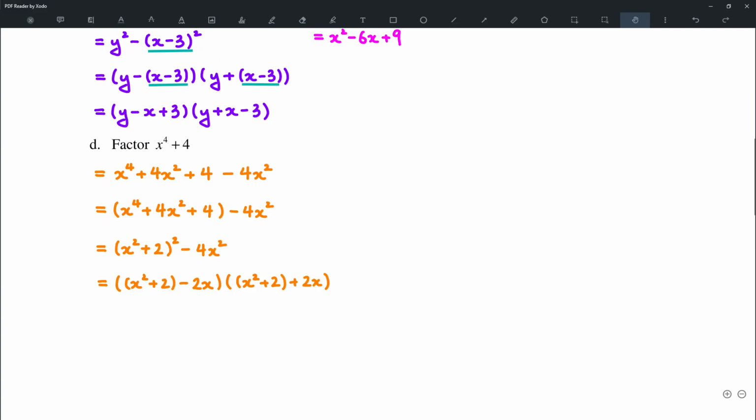So from here we're going to rearrange the terms and get rid of any of the parentheses that are no longer needed. So we have x squared minus 2x plus 2 in the first part, and then in the second part we have x squared plus 2x plus 2. And this cannot be further simplified, so we are done with this question.